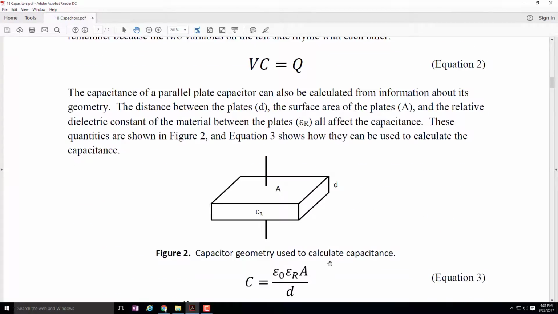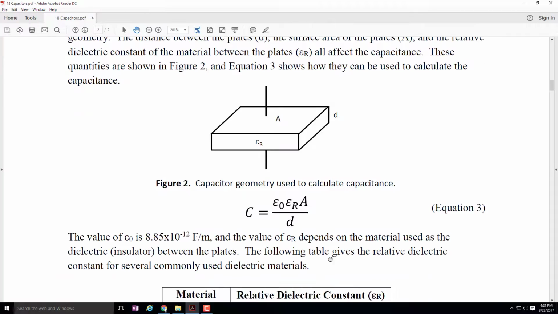We can calculate the capacitance if we just know 3 things. We need to know the distance between the two plates. We need to know the area, the surface area of either plate. They're going to be identical to each other, but don't add the two surface areas. So if this top one is 1 square centimeter, then the bottom one is also 1 square centimeter, and the value of A is 1 square centimeter.